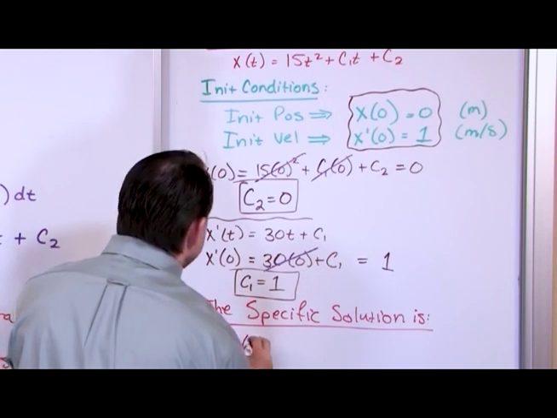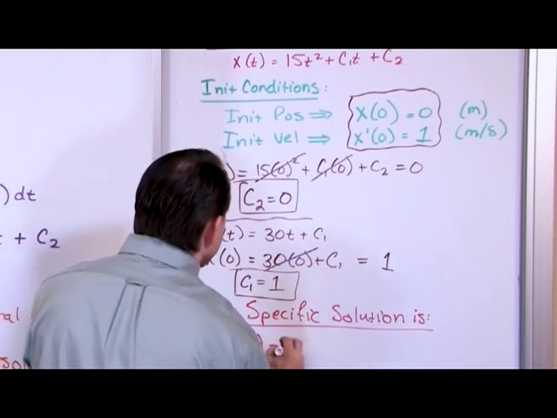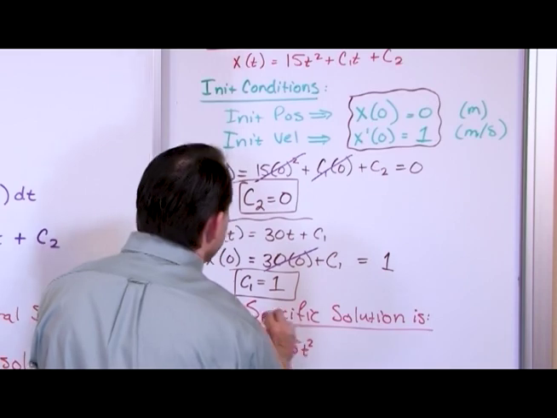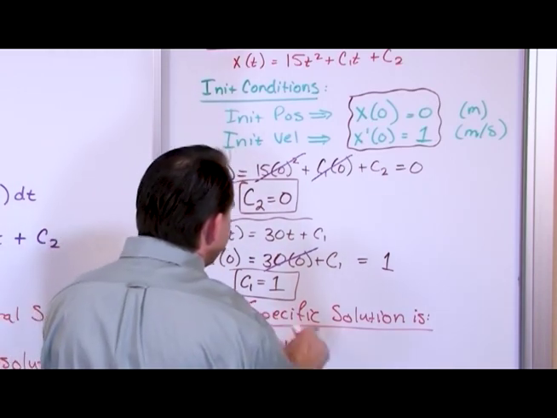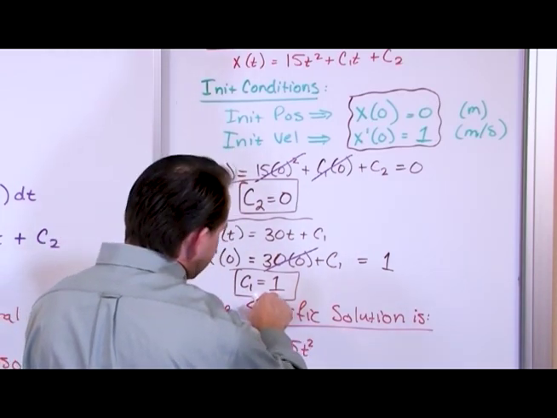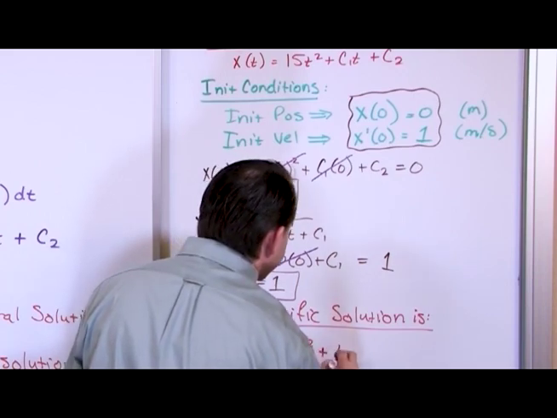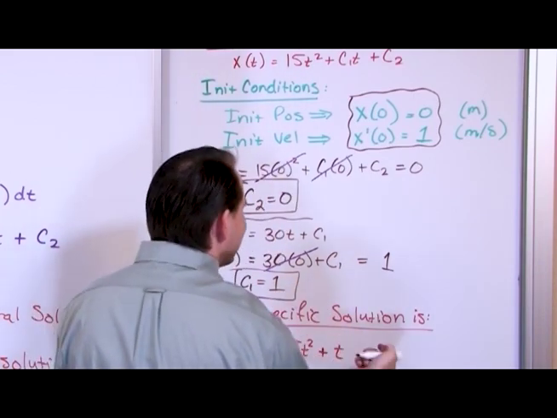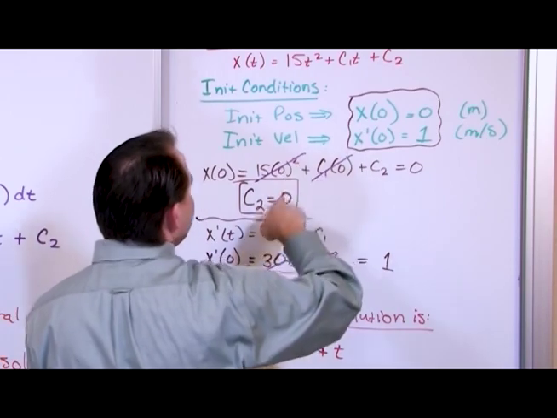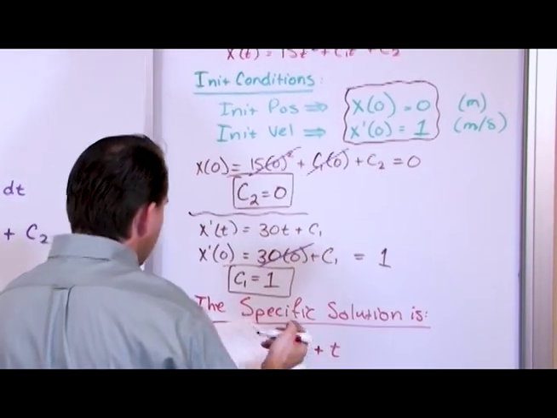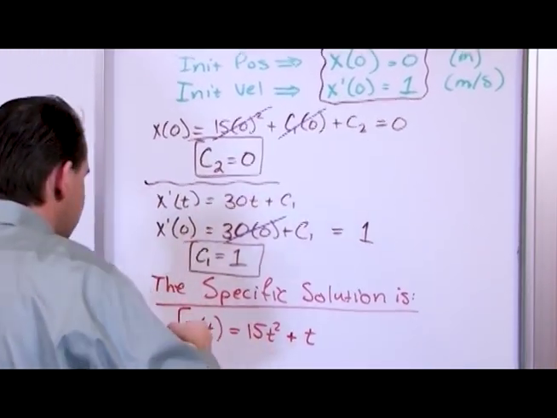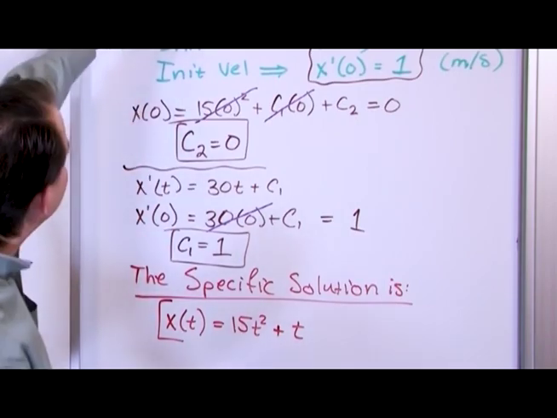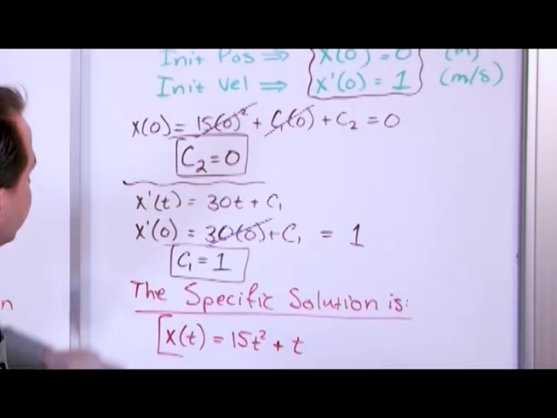So it's x of t is equal to 15t squared plus c1 of t, but we know c1 is equal to 1, so it's going to be plus t, and then it's going to be plus c2 from up here, but c2 is equal to 0, so there's nothing to write down. So this is the specific solution. And all we did was look back at the general solution and plug in the constants.